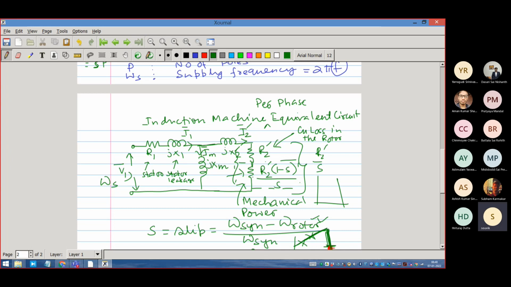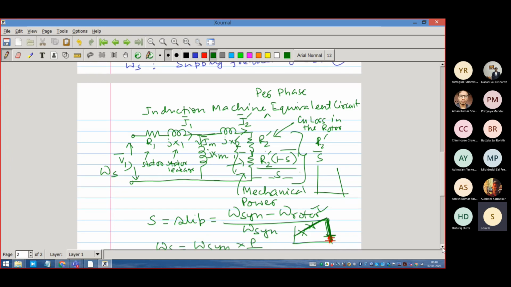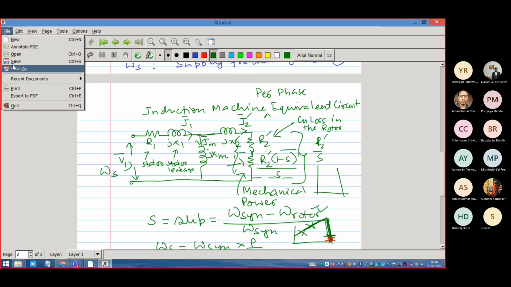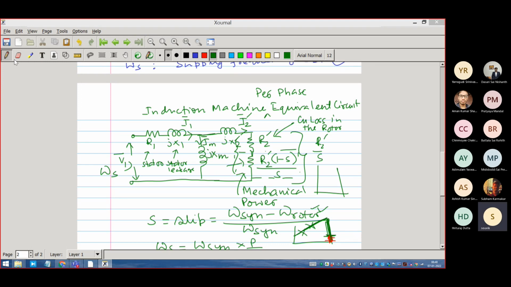That is what you are learning a little bit, right? Because the rotor speed is not equal to synchronous speed, there is 1 minus S in the numerator as well as in the denominator. So they are cancelling each other. Save, otherwise sometimes it goes out. Okay.